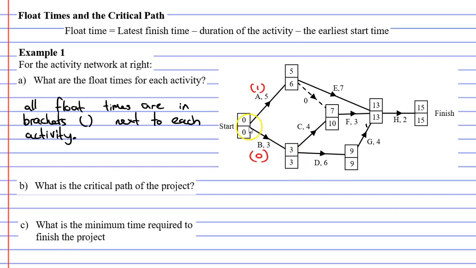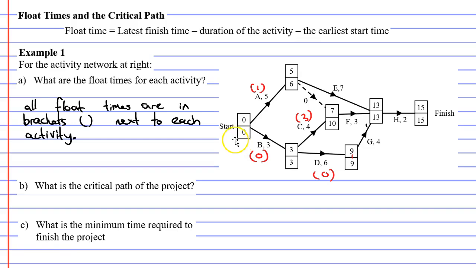We'll now move on to activity C, and I'm going to stop highlighting the numbers each time. We really don't need to do that. Looking at activity C, our latest finishing time is 10. So we go 10 minus 4 minus 3, which gives us a float time of 3. So activity C has a reasonably long float time. It can be delayed for quite a while. Looking now at activity D, it has a latest finishing time of 9. 9 minus 6 minus 3 gives us a float time of 0. So activity D is a critical activity.